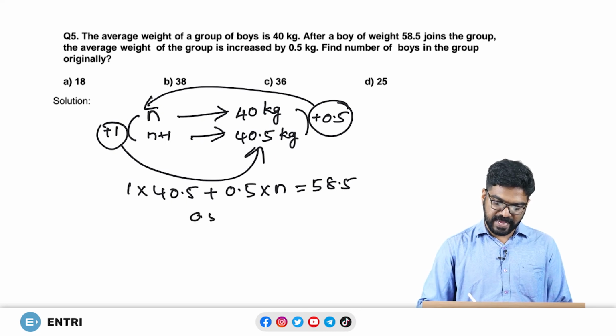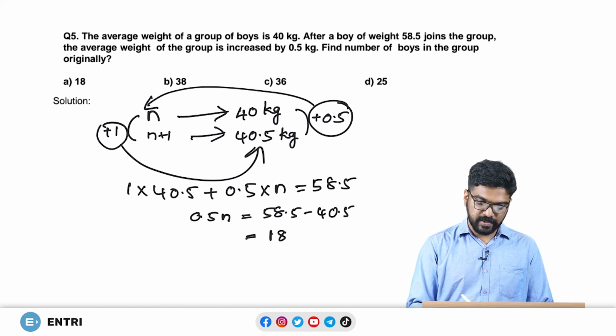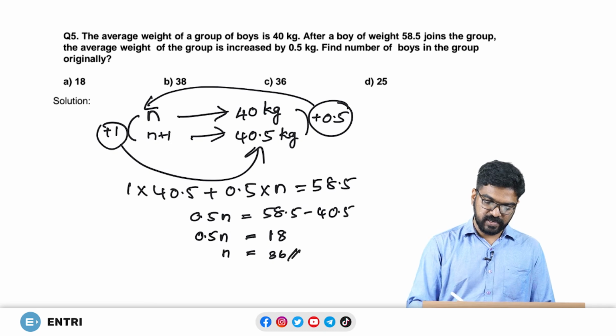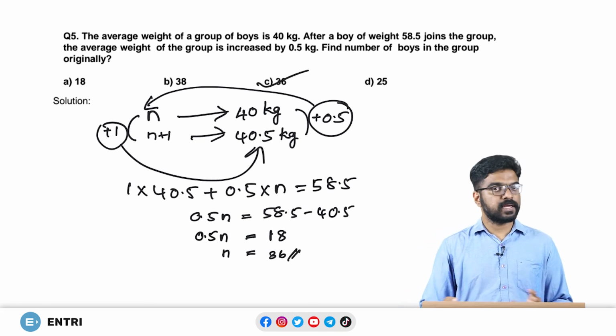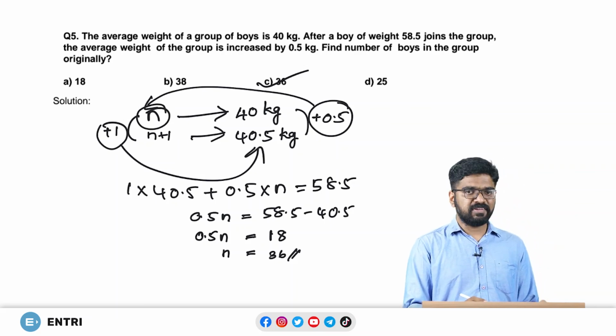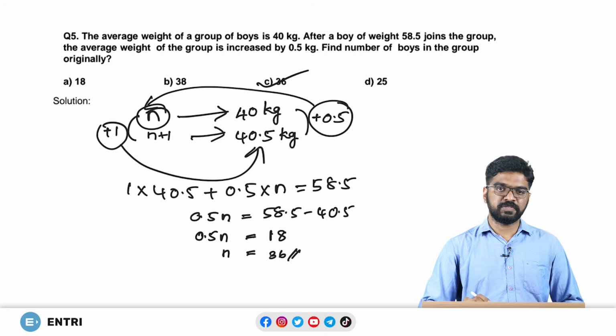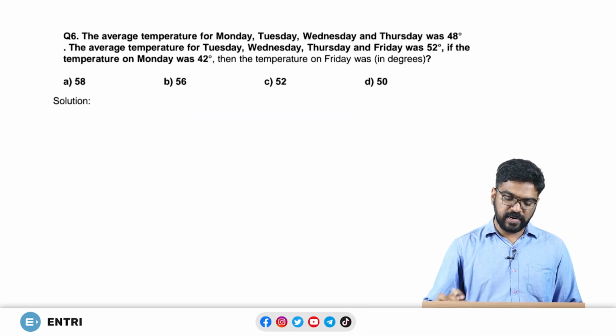So 0.5 n is equal to 58.5 minus 40.5, which is equal to how much? 18. So 0.5 n is equal to 18. So n will be equal to 36. So that will be the number of students who were there initially in the class, right? So here we were asked to find the number of people. Still we haven't changed the method. We are using the same method which we learned in all the previous questions to find the answer. So we move to our last question.